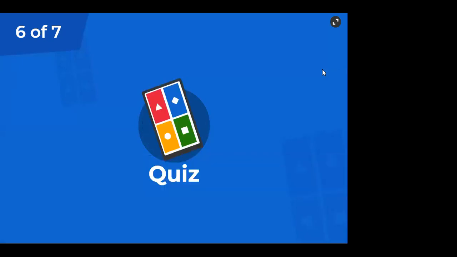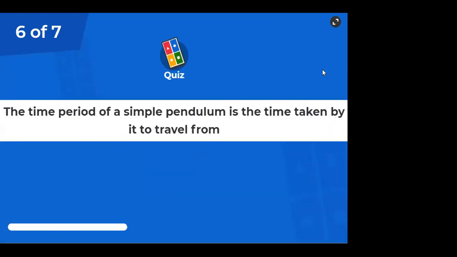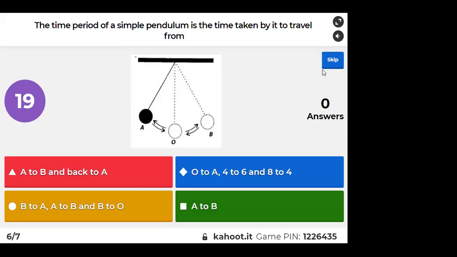Second last question, guys. Second last question of this Kahoot. The time period of a simple pendulum is the time taken by it to travel one oscillation. So tell me, let us see.